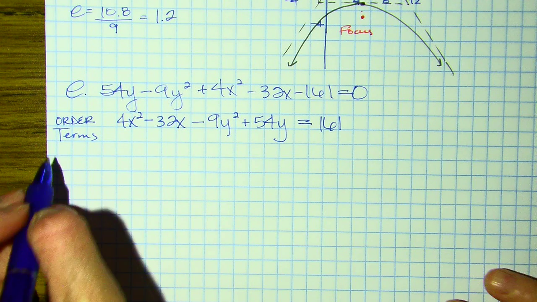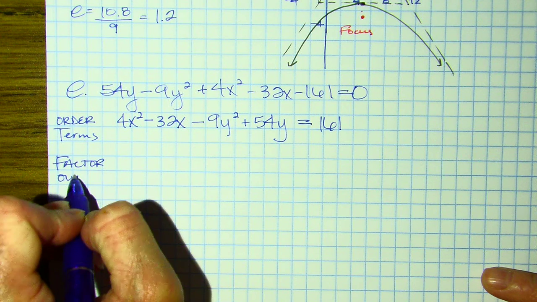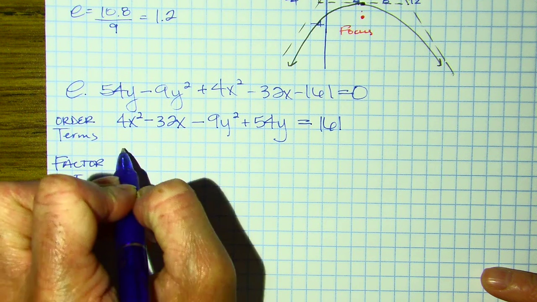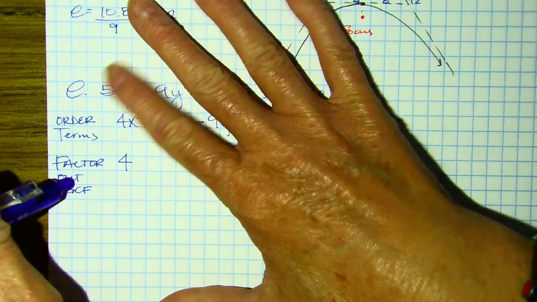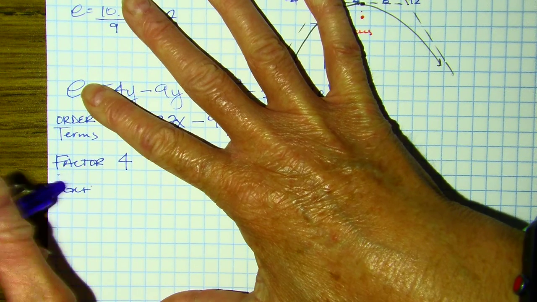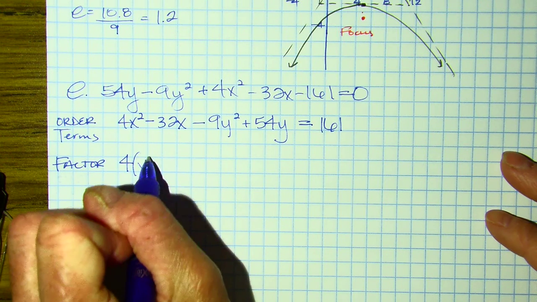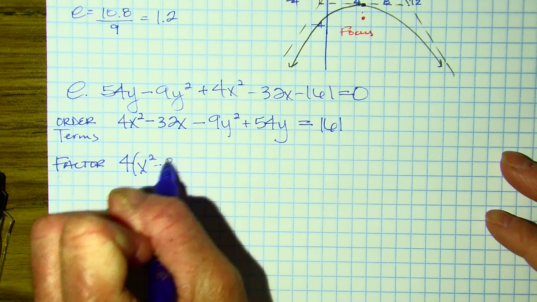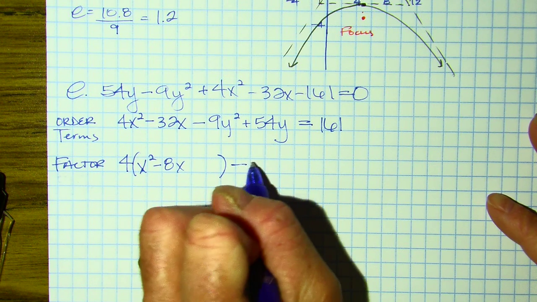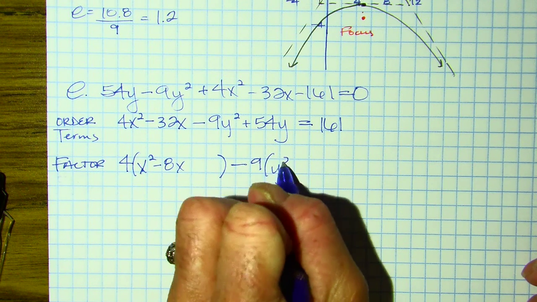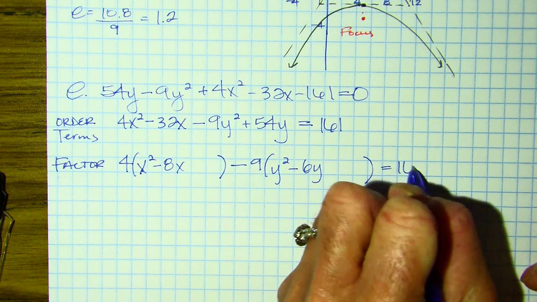Now I'm going to factor out the GCF. So from x it's 4. Well, sorry, you're not really factoring out your GCF. You're factoring out your a term. So that leaves me with x squared minus 8x. Leave a space because we're going to complete the square. A negative 9 gives me y squared minus 6y. Leave a space, equals 161.